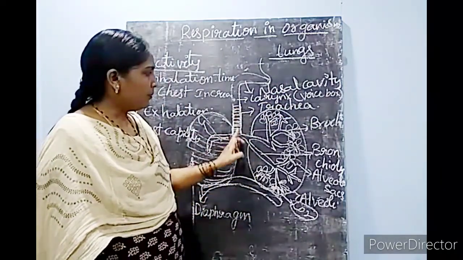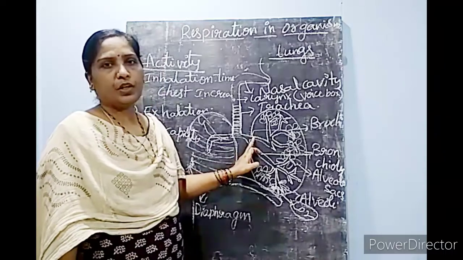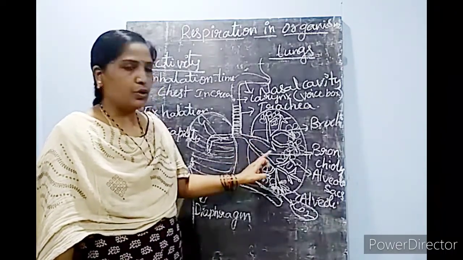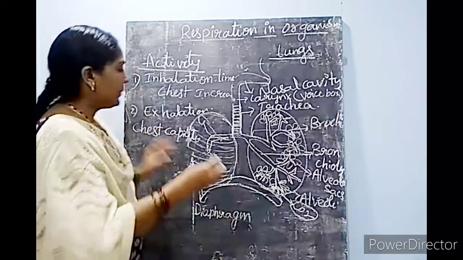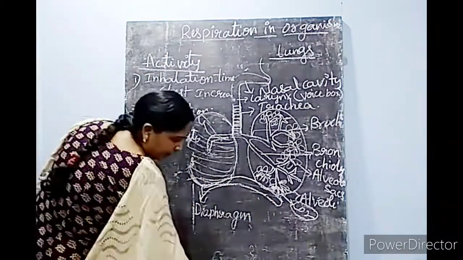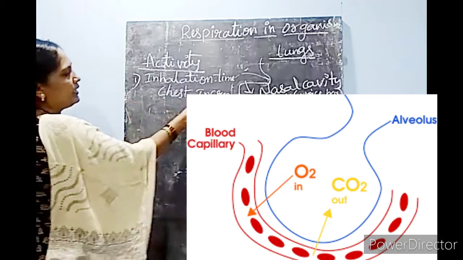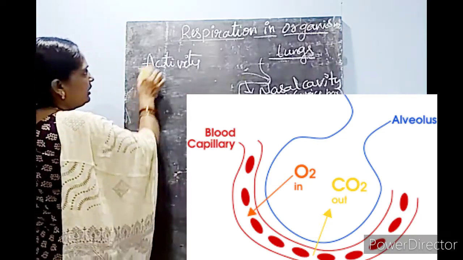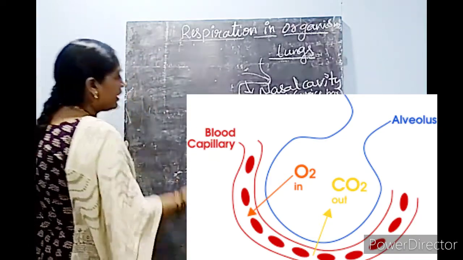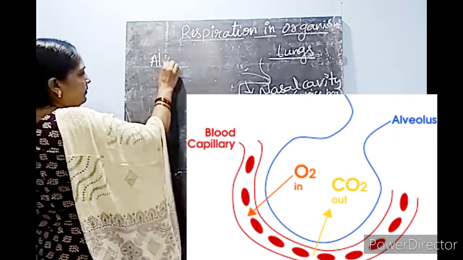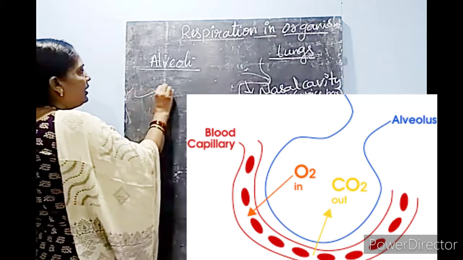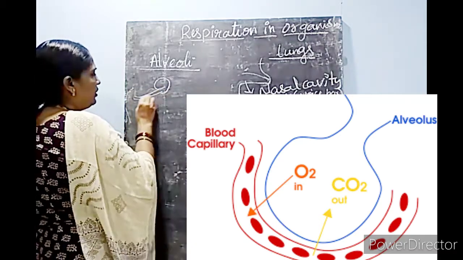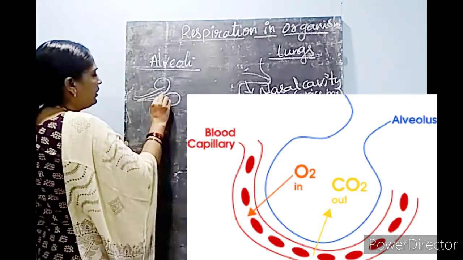That means from the trachea entering into the bronchi, bronchi to bronchioles, and then alveolar sac to the alveoli. Near the alveoli, exchange of gases takes place. Yesterday we discussed this. What do the alveoli actually consist of?